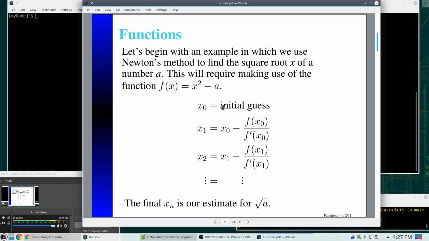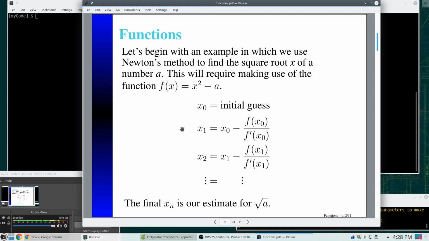So we start off with our initial guess for what the square root of a is, and we call it x naught. So then we're going to evaluate this expression. We take our x naught and subtract from it the ratio of the function f with respect to x naught and f prime with respect to x naught. F prime is the first derivative of this function. So at this point, we'll have our first estimate, not counting the initial guess, but our first estimate of what the square root of a is.